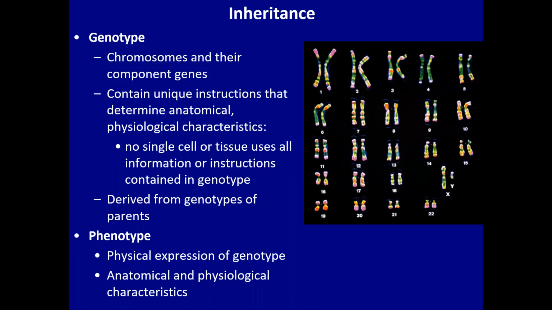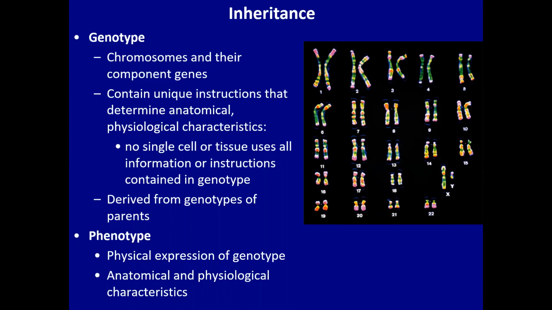When we talk about inheritance, we have to define some words first to make sure that all of us are on the same page. The first word I want us to talk about is genotype. A genotype is composed of all the chromosomes and all of the genes that are contained on those chromosomes. And a genotype is unique. It's unique to an individual. So it determines your anatomical, physiological characteristics.